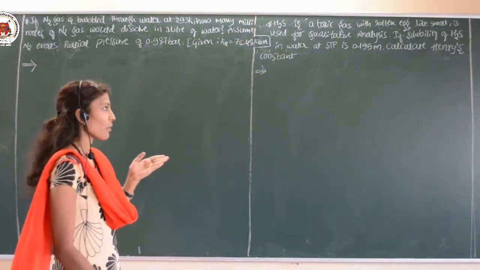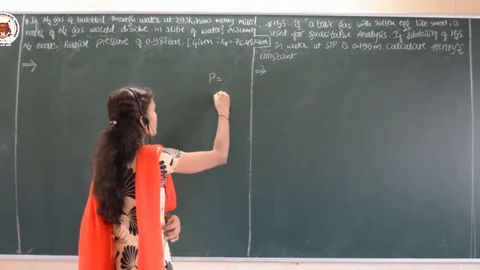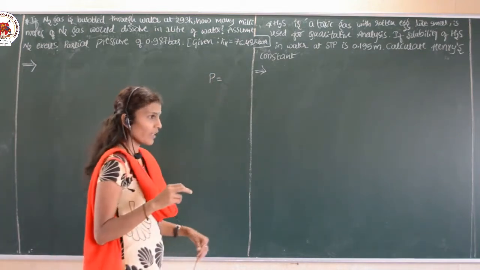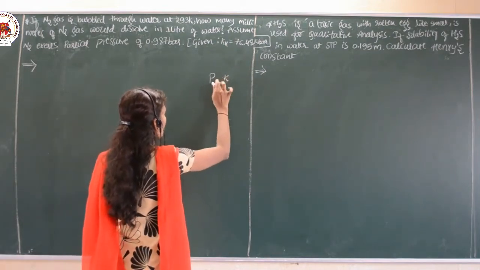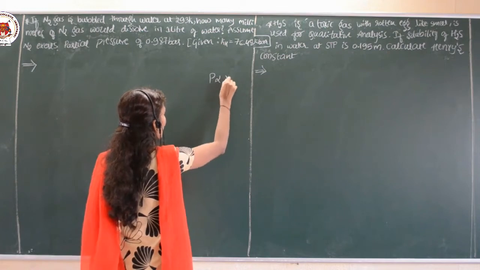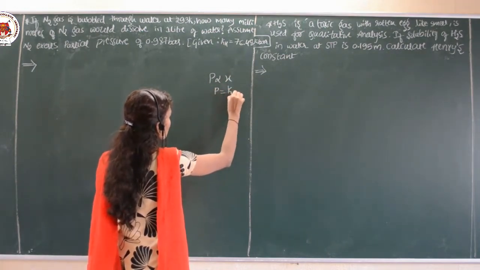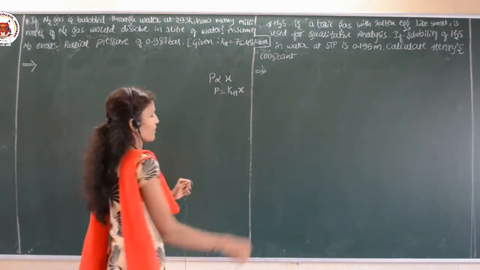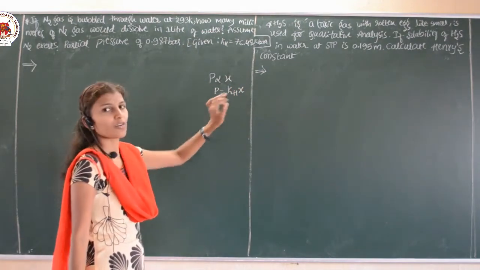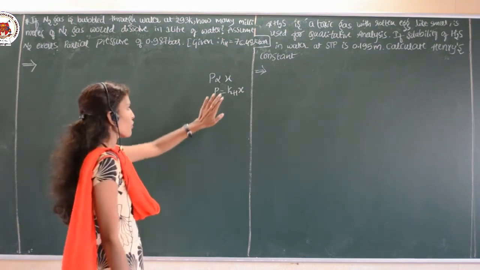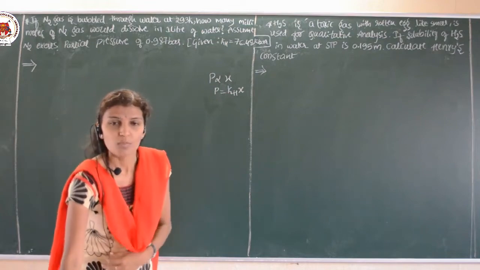Okay. So, I will remind you once again, Henry's law: the partial pressure of the gas in the vapor phase is directly proportional to the mole fraction, which is written in the form P is equal to Kh into X, where Kh is the Henry's law constant. Okay. So, on the basis of this formula, we are going to solve the problems.